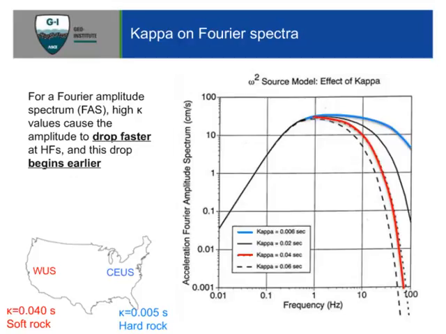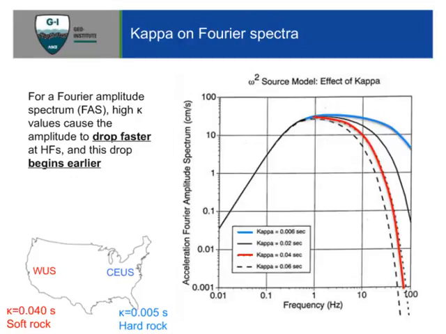A usual example is what happens if we want to convert or adjust ground motion from soft rock to hard rock. For example, we're going to be going from the red to the blue. So say from California, soft rock, which typically has a kappa of around 40 milliseconds, to central U.S. hard rock, which typically in the literature has a kappa value of about 5 or 6 milliseconds.